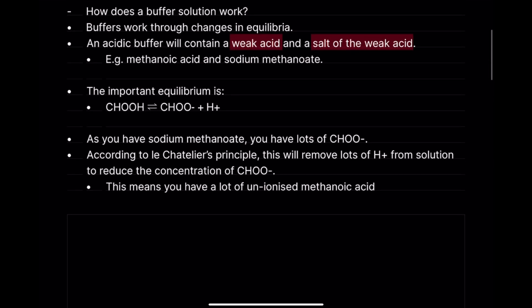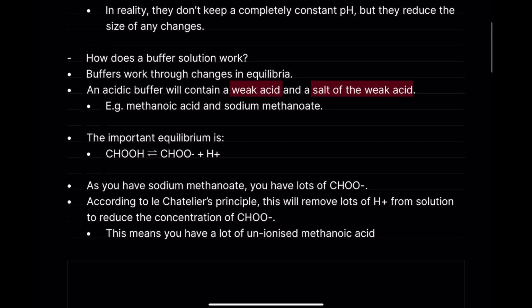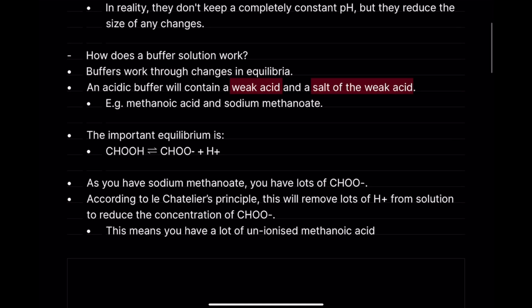For example, methanoic acid and sodium methanoate. Here's an example of an acidic buffer. Methanoic acid is a weak acid, carboxylic acids are always weak acids, and sodium methanoate is a salt of that weak acid. As you have sodium methanoate, you have lots of methanoate ions, because sodium salts completely dissociate in solution. That's one thing you need. Remember we said acids weakly dissociate in solution, but salts fully dissociate in solution.